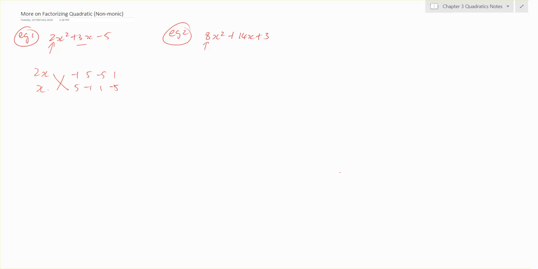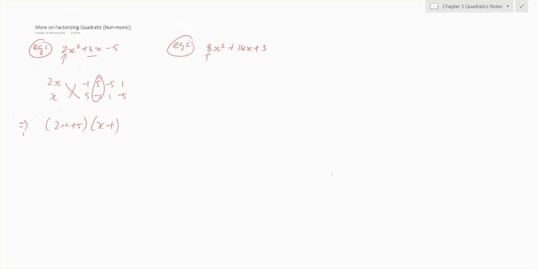So 2x minus 2x plus 5x. Yes, that gives me an answer of 3x. So looking across, 2x goes with the 5 and x goes with the -1. And you've got your factorization for this non-monic quadratic.